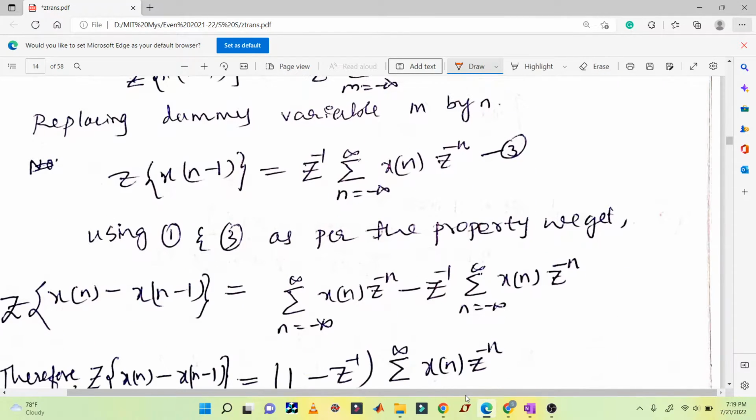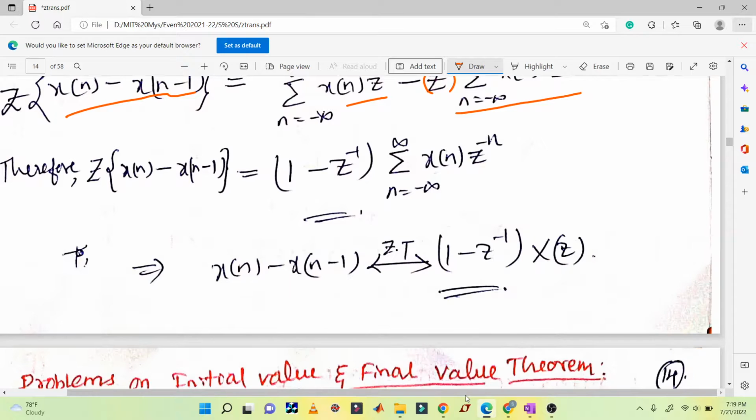So combining x of n and this equation, combining both, what we get is the z transform of this one and the z transform again with multiplication of z inverse. So taking x of z as common, we can write 1 minus z inverse, so it will be x of z into this value. Okay, so this is the answer. Is that clear?